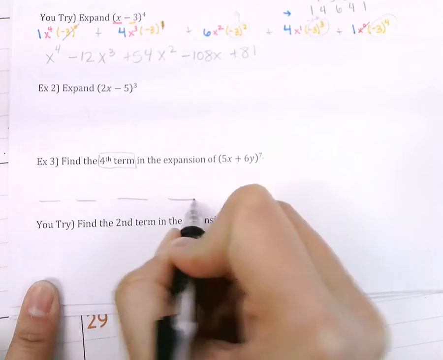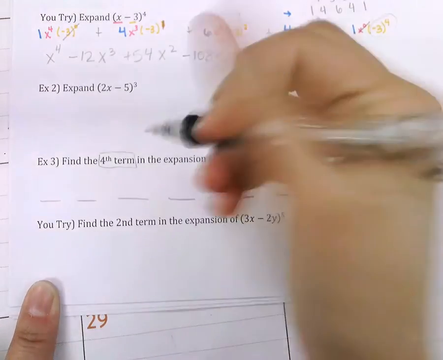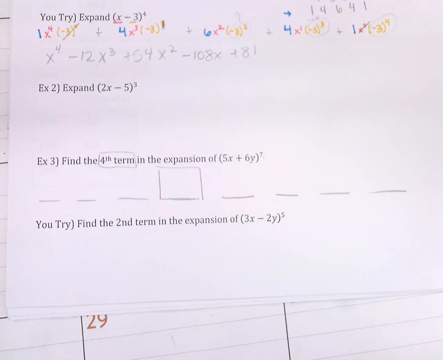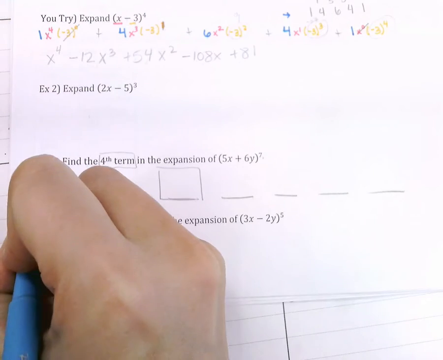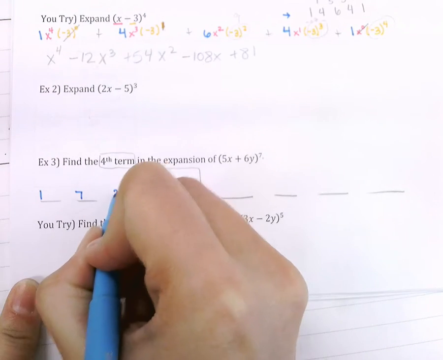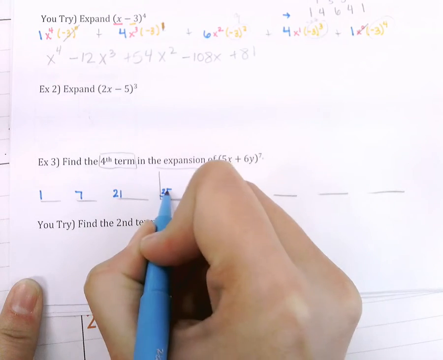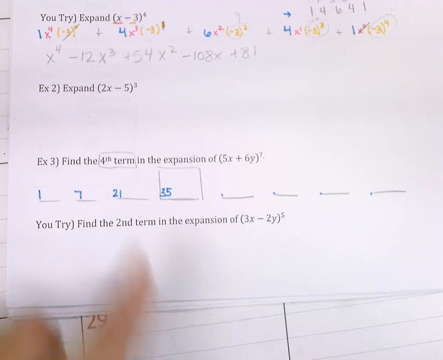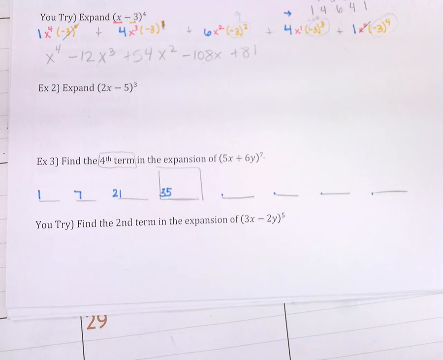1, 2, 3, 4, 5, 6, 7, 8. We only want this one. So we just stop there. Now, which row are we looking at? Row 7. Row 7 is 1, 7, 21, 35, and we stop there. Do I have to keep going? No, I'm just going to stop right there at 35.